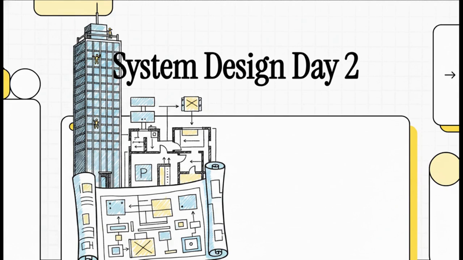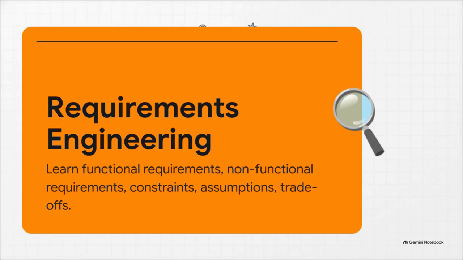Welcome to This Explainer. Today, we're focusing squarely on day 2 of system design, and we're talking about the absolute foundation of any successful architecture. Because before a single line of code is written, we have to draft our blueprint. Okay, let's dive into this.